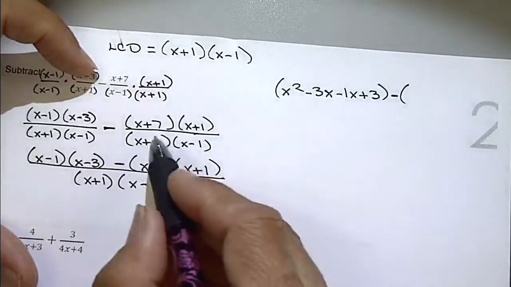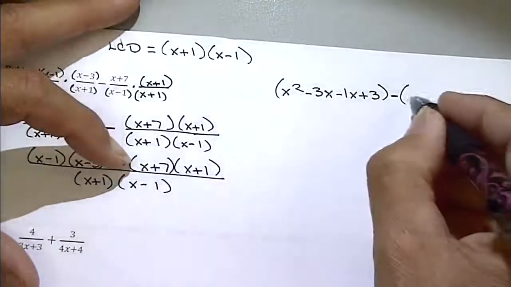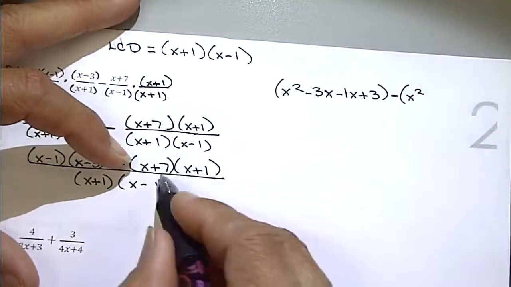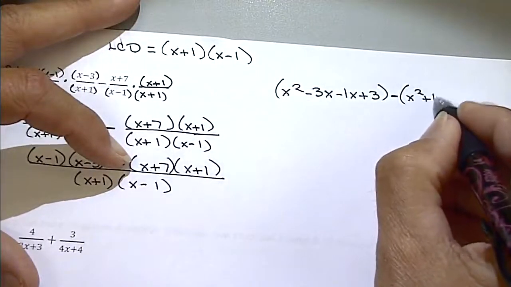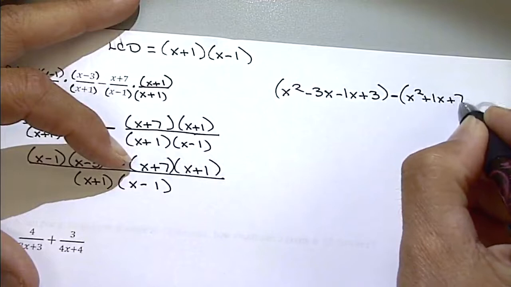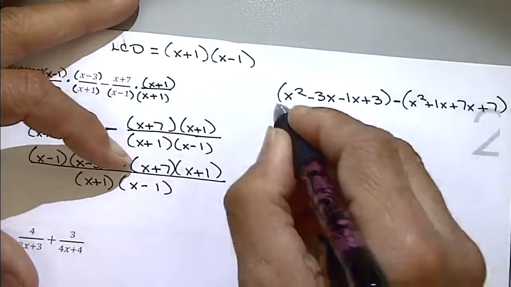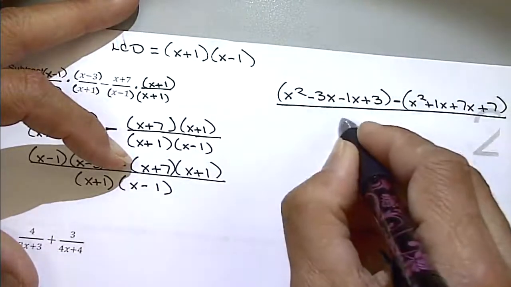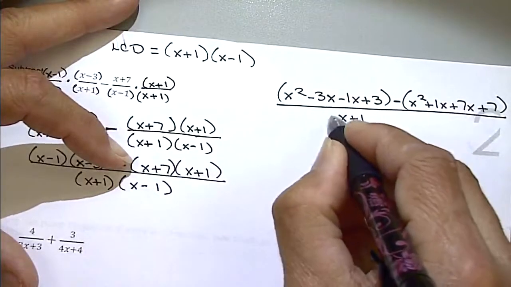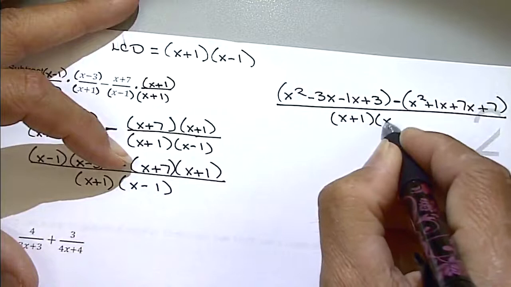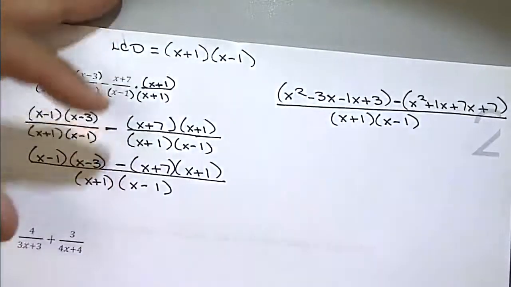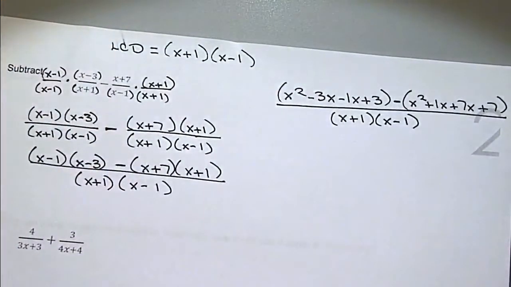So for this one, x times x is x squared. And outside is 1x, and inside is 7x. And the last ones are going to give me plus 7. What is that over? Because we don't want to forget, and we're not going to FOIL this one. You know why? Because we probably just have to factor it later to see if it reduces, okay?